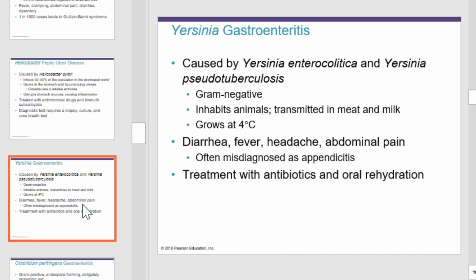Yersinia gastroenteritis. Yersinia gastroenteritis is caused by Yersinia enterocolitica and Yersinia pseudotuberculosis. It's a gram-negative organism that inhabits animals, is transmitted in meat and milk, and grows at 4 degrees Celsius. It causes diarrhea, fever, headache, abdominal pain, and is often misdiagnosed as appendicitis. Treatment with antibiotics and oral rehydration is common.